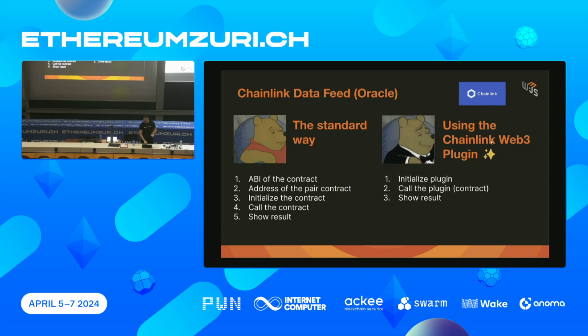But using the Web3 plugin, you just need to initialize the plugin. You can call the plugin, which is a getPrice function. It's called the Web3 getPrice function. And then the plugin will look for the ABI of the contract, will look for the address of the contract, because all the addresses are stored within the plugin as well, will initialize the contract and will make the call.